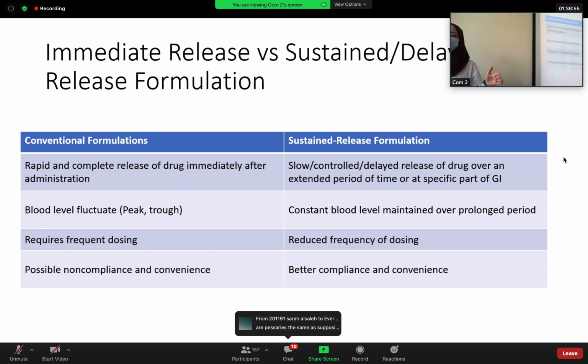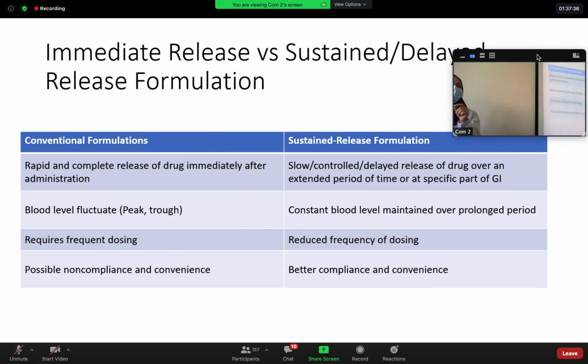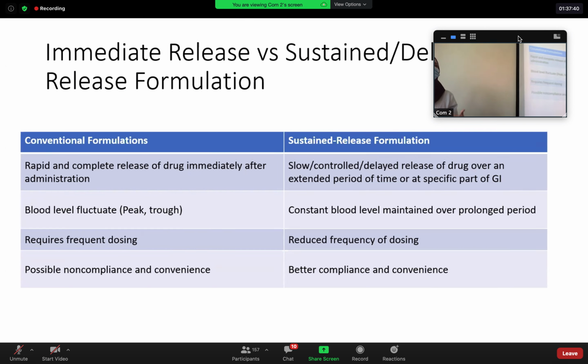In the conventional formulation, there will be a fluctuation in the blood levels, which is based on the pharmacokinetics of the medication. After the administration, there will be absorption, and after that it will reach a state where the concentration is the highest, and then that will start to decrease over time. In the sustained release, there will be a constant blood level of that medication throughout the day or throughout the period this medication covers. Because of that feature, the conventional or immediate release you have to administer more frequently, whereas the sustained release you administer less frequently, like instead of administering it 4 times a day, you can administer it twice or once a day.